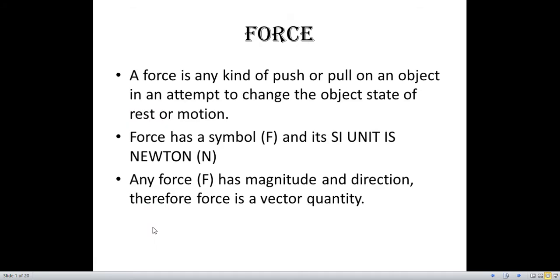Now, what is a force? A force is any kind of push or pull on an object in an attempt to change the object's state of rest or motion. The force has a symbol of F, and its SI unit is the newton. Now, a force has a magnitude and direction, and therefore it is a vector quantity.